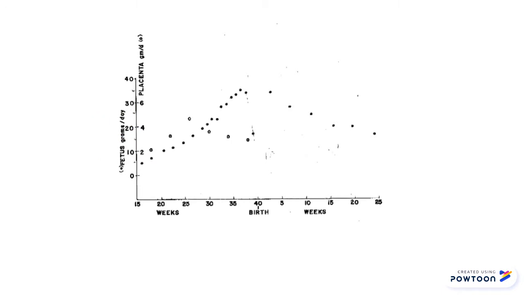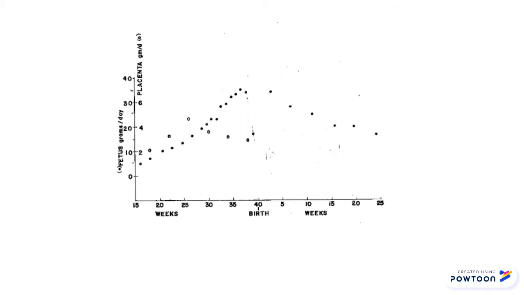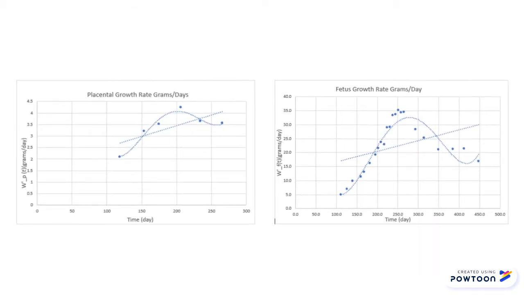However, the time was given in weeks, so our first task was converting the weeks into days. From there, we needed to interpret the graph. We were given that the y-axis was the growth rate, and we decided that this information was a derivative of some function, the weight of the placenta versus the fetus over time. But we're getting ahead of ourselves.